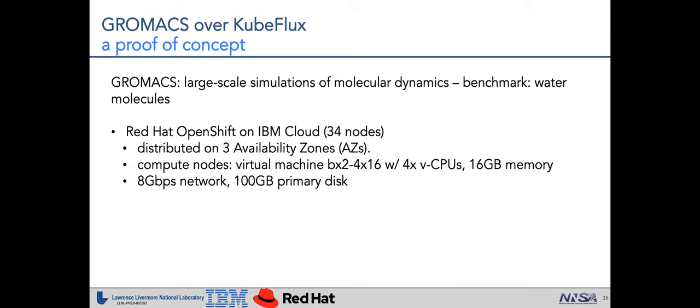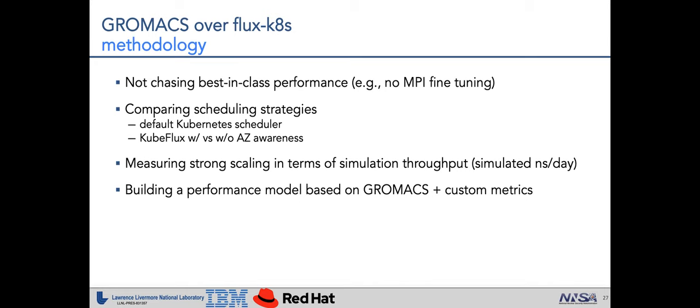The OpenShift cluster was distributed on three availability zones, and this makes a difference when using different ways of deploying the pods that we experimented on KubeFlux. The compute nodes are not big, 4 virtual CPUs and 16 gigabytes of memory, but that was good enough for our experiments, because we were not really trying to optimize Gromex, but just to see what happens when you schedule those things on the cloud.